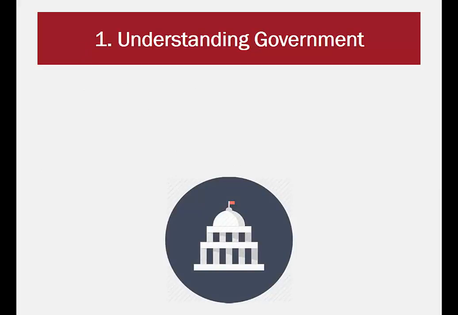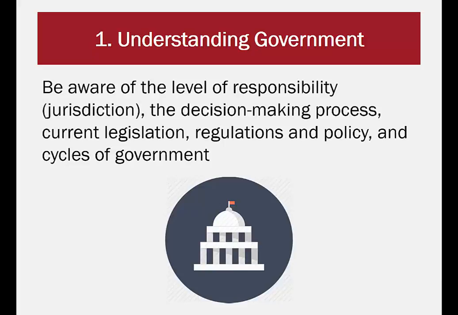Understanding how government works is the first important step in navigating and working within the political context. Each level of government, including the municipal, provincial/territorial, and federal level, has its own processes and procedures to form and pass legislation. There are prescribed processes by which bills become law or funding requests become part of a budget. When seeking to understand government, it is crucial for injury prevention practitioners to be aware of the level of responsibility, the decision-making process, current legislation, regulations and policy, and cycles of government.